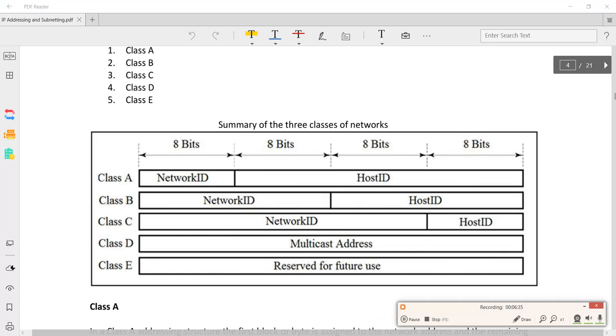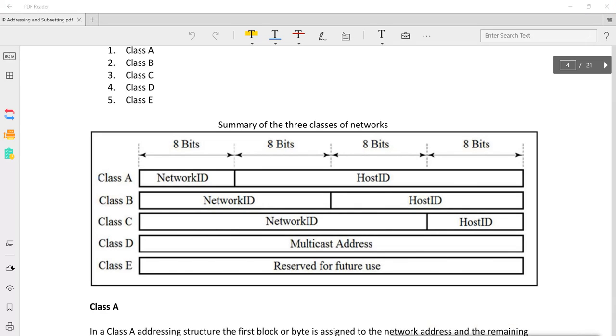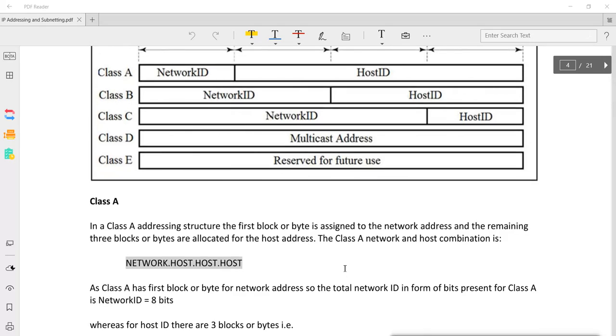Now class D and class E, as I said, are not for commercial use. So you will not see these divided into network and host ID. They are multicast addresses and reserved for future use actually. So these are not for us. These are not for commercial use. We can use only class A, B and C addresses. Class D is basically for multicasting, and class E is actually for research and development for IANA engineers. Now let's dig in deep.